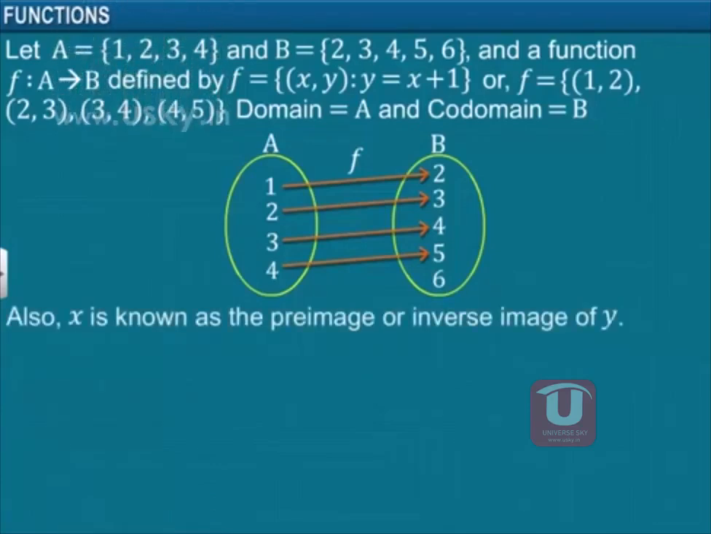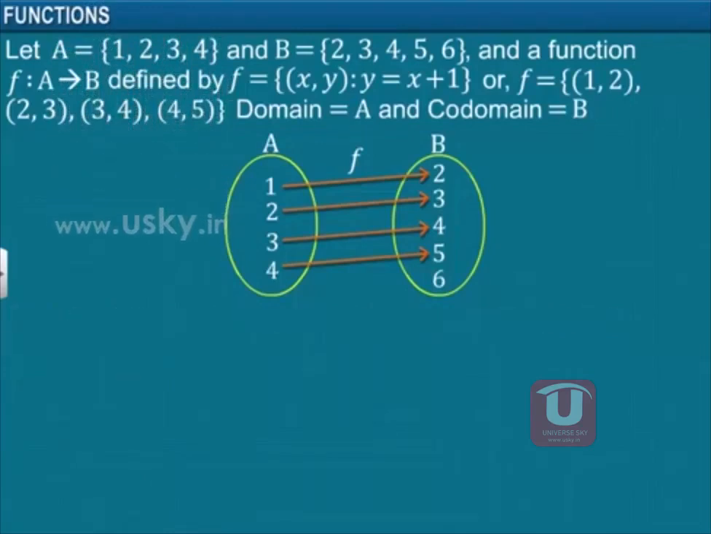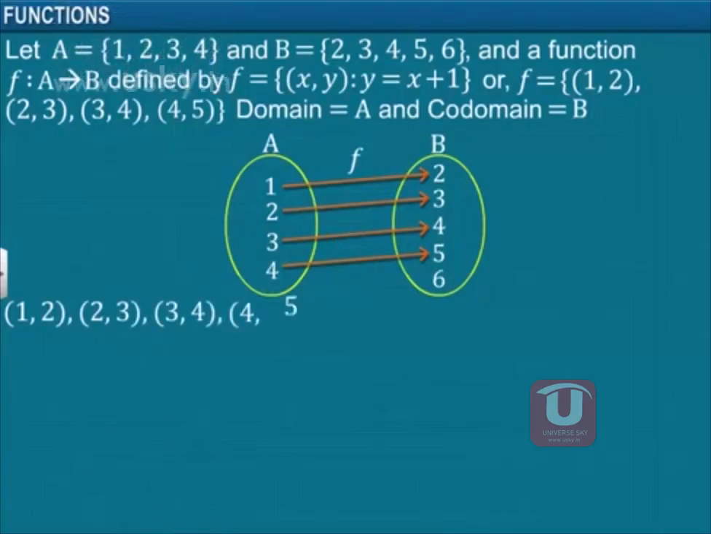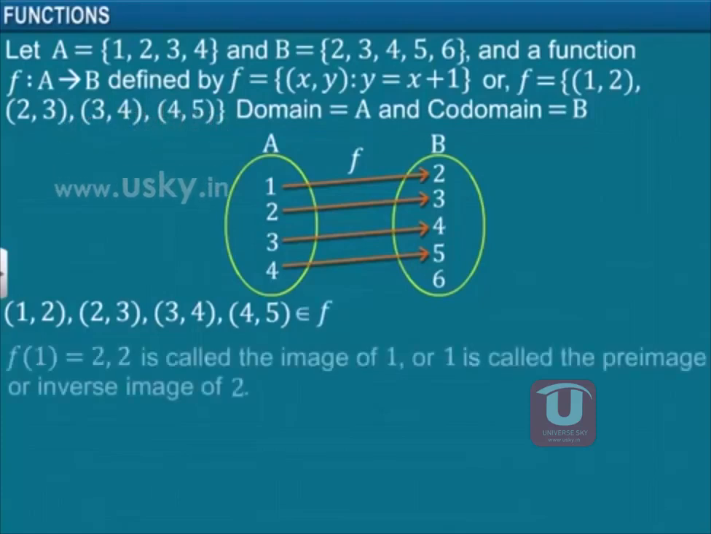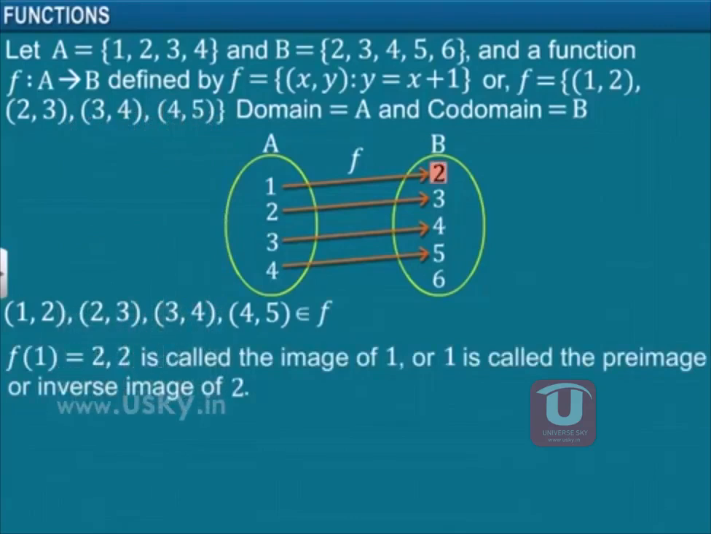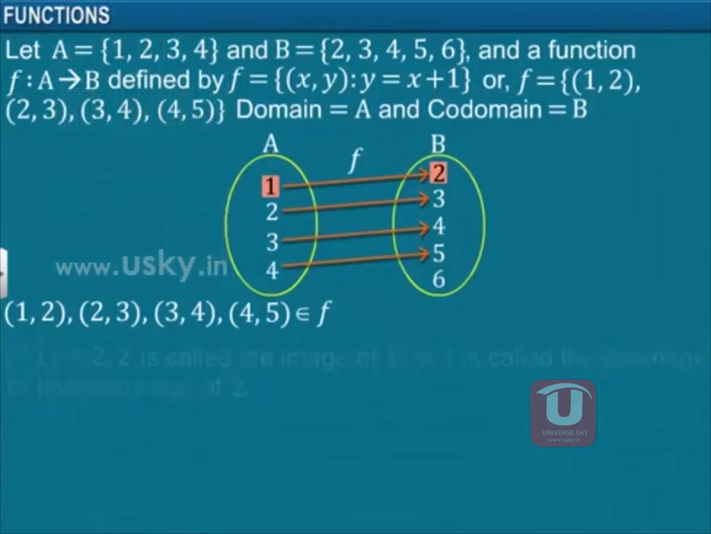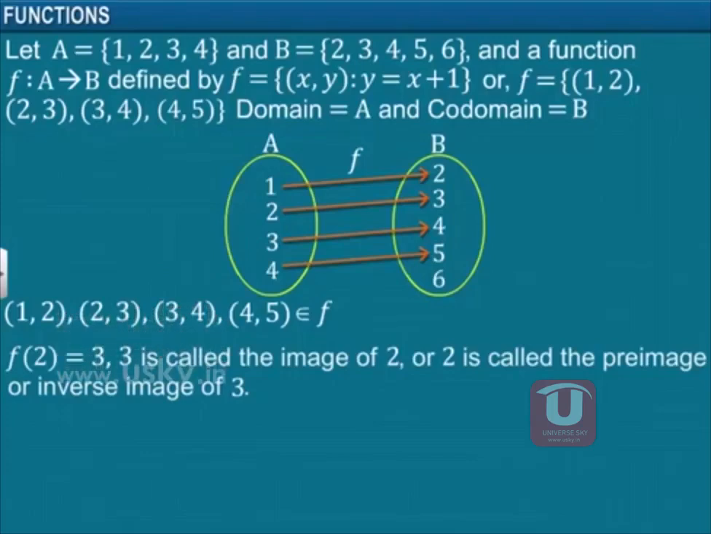The ordered pairs (1, 2), (2, 3), (3, 4), and (4, 5) belong to f. f(1) = 2, which implies that 2 is the image of 1, or 1 is the pre-image or inverse image of 2. Similarly, for the other ordered pairs, we have the images and pre-images as shown.